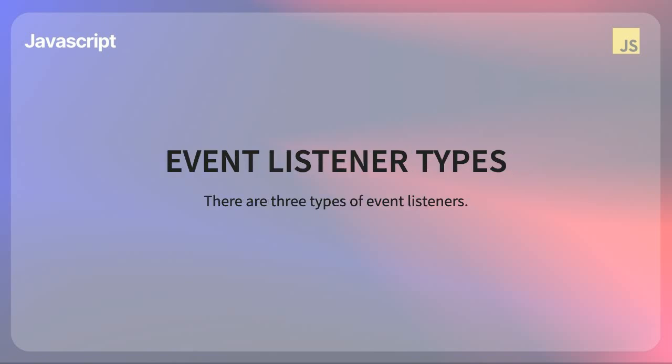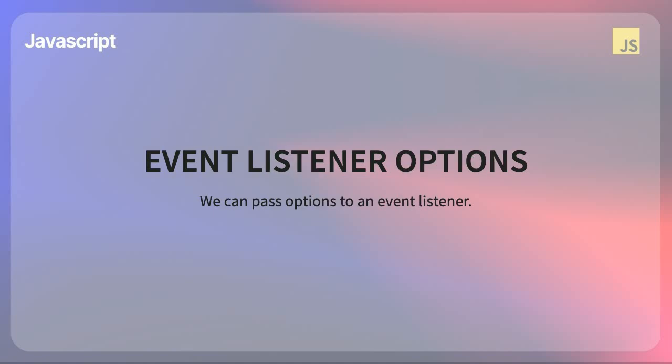There are three types of event listeners: capture, bubble, and once. We can use the capture attribute to specify which type of listener to use. We can pass options to an event listener using the options attribute. This allows us to customize how the event listener behaves.